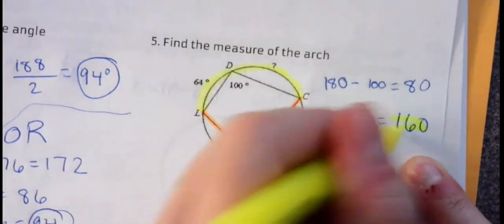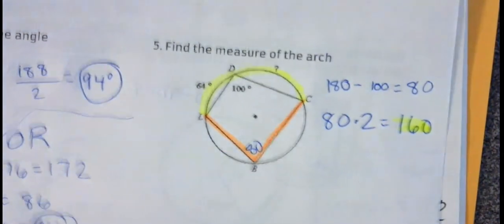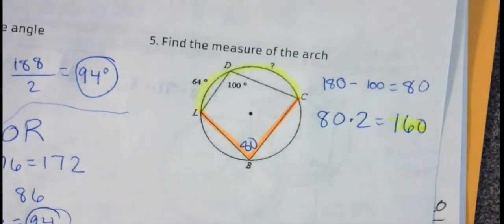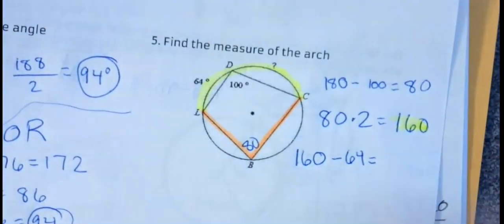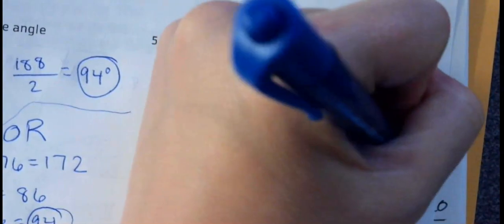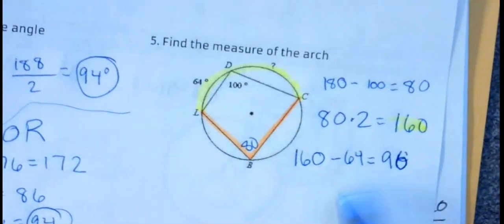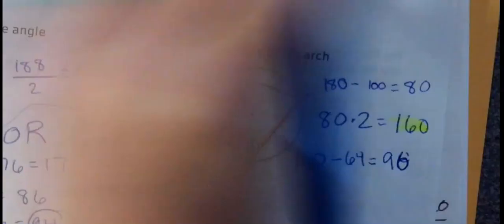If it helps, highlight the yellow, highlight the 160, and maybe you can realize that 160 is that big arc. But we don't need the whole arc. We only need this piece that's highlighted. So I'm going to take away 64 from that, and I think it's 96. But if it's not, let me know.